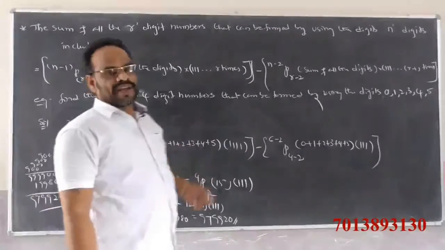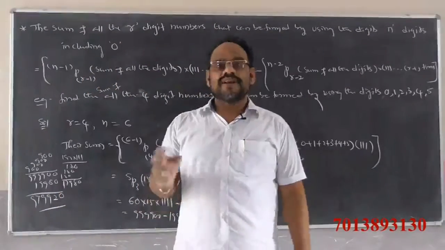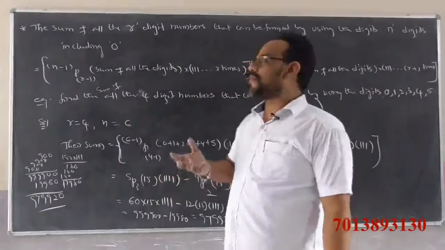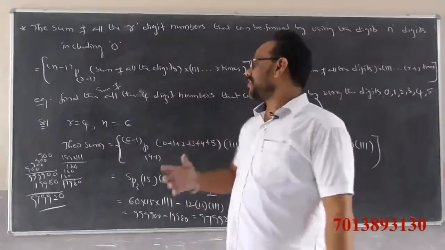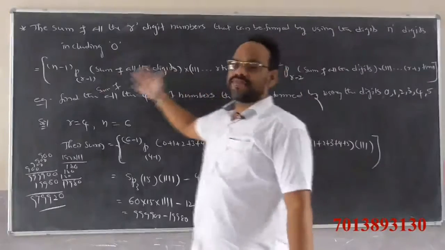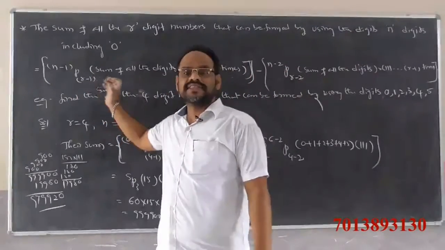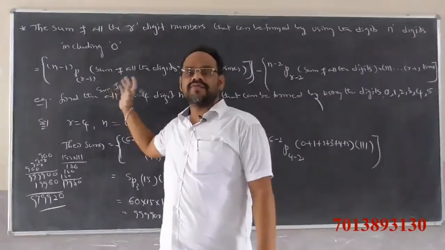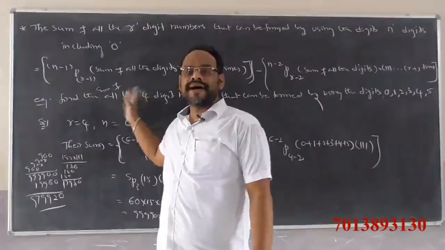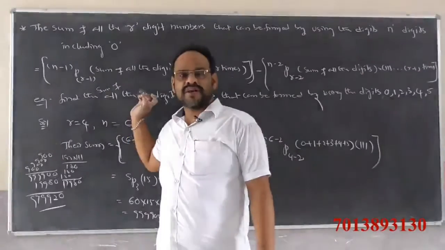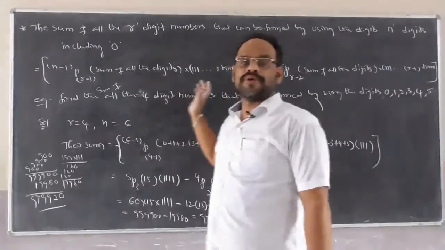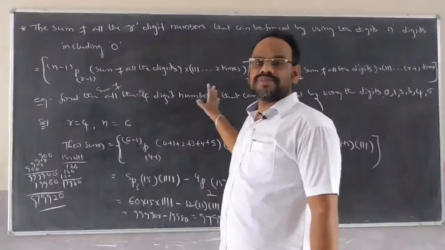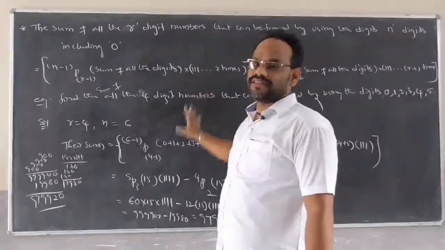So if 0 is one of the digits, how to find the sum of all the odd digit numbers? That can be found by using the n given distinct digits: n minus 1 P r minus 1 into the sum of all the digits into 1 into 1 into 1 up to r times, minus n minus 2 P r minus 1, r minus 2 into the sum of all the digits into 1 into 1 into 1 up to r minus 1 times, if 0 is included.